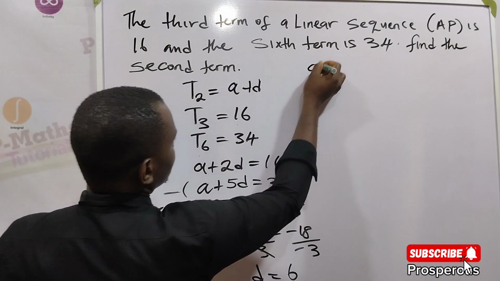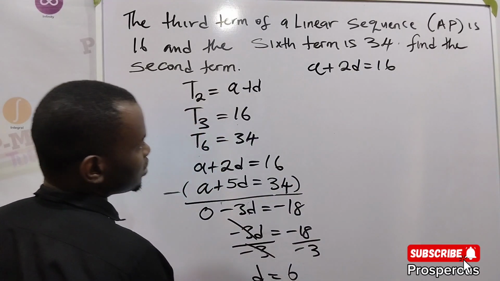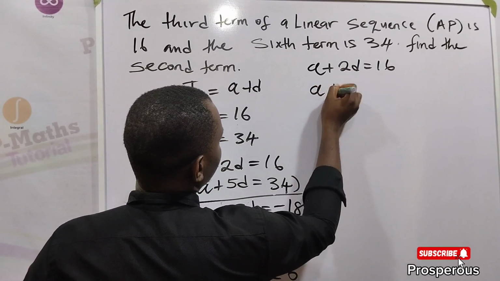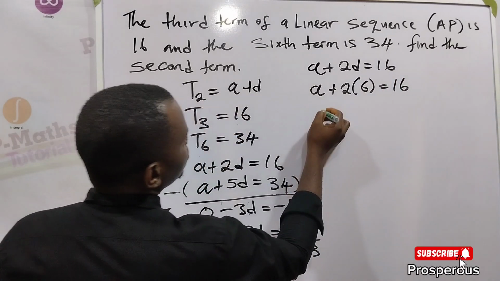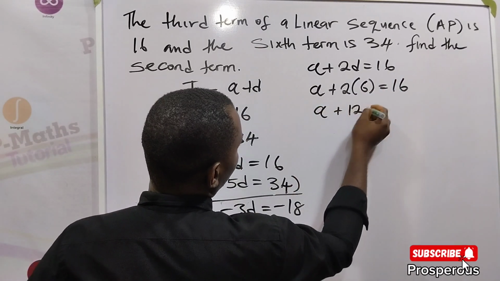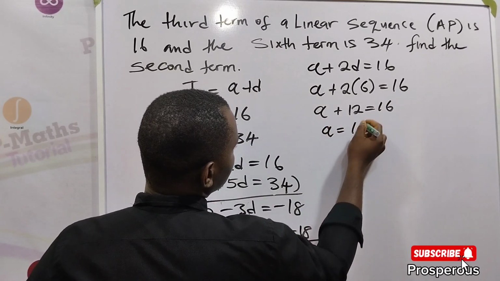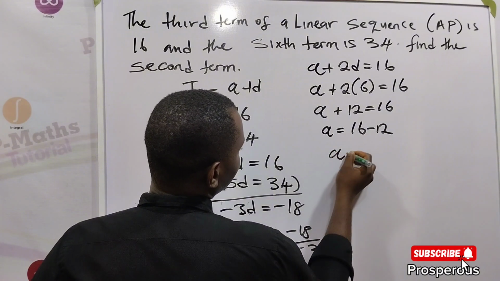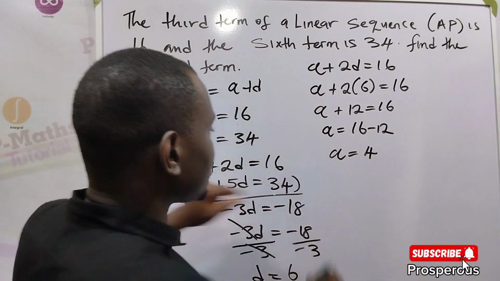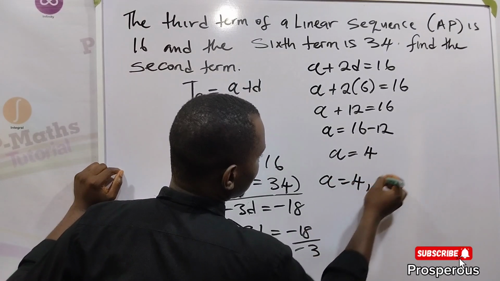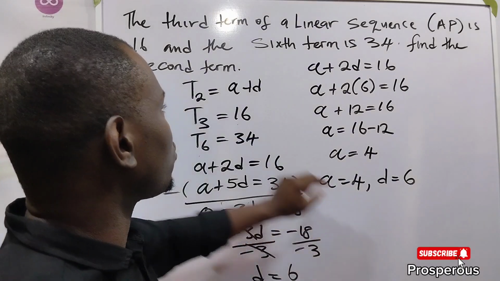I'll use equation 1. A plus 2D equals 16. Our D is 6, so I'll put it here. I will have A plus 2 times 6 equals 16. This will be A plus 12 equals 16. Take 12 to the other side. We have A equals 16 minus 12. So our first term would be 4. So we've got our A as 4 and our D as 6.